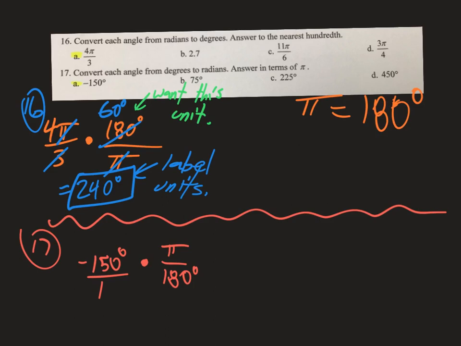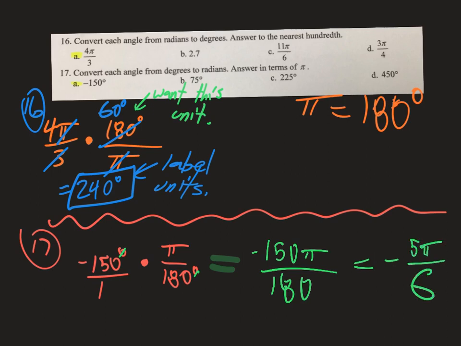So here I'm gonna end up with negative 150 pi over 180. And notice these degree signs canceled each other out. Those units are gone. And so when we reduce this down, we will get negative 5 pi over 6, okay? Watch out, make sure you keep that negative sign.